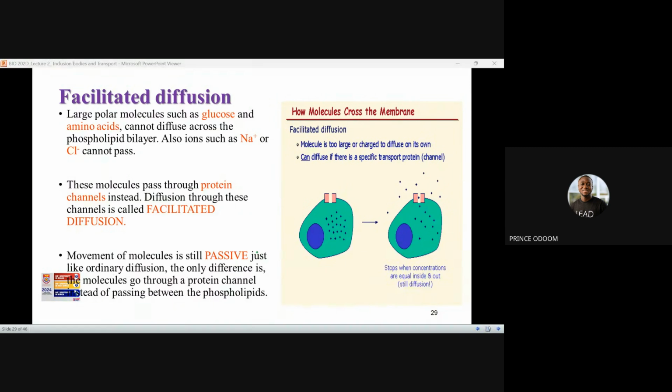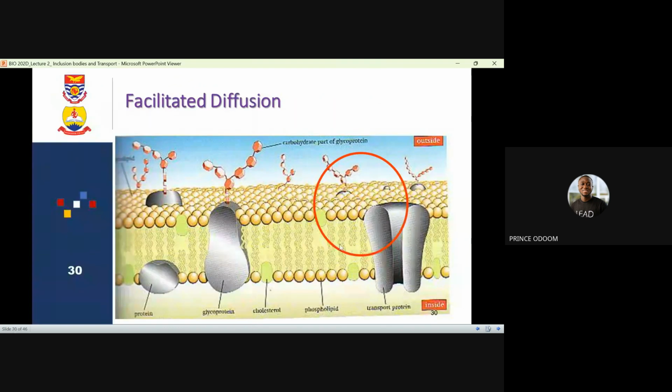But all other conditions hold, whether difference in concentration gradient, molecular size, or temperature. Movement of molecules is still passive, just like ordinary diffusion. The only difference is the molecules go through a protein channel instead of passing between the phospholipids. So you liken the phospholipid to the small gate, the channel to the bigger gate, and you are good to go. So that is facilitated diffusion.